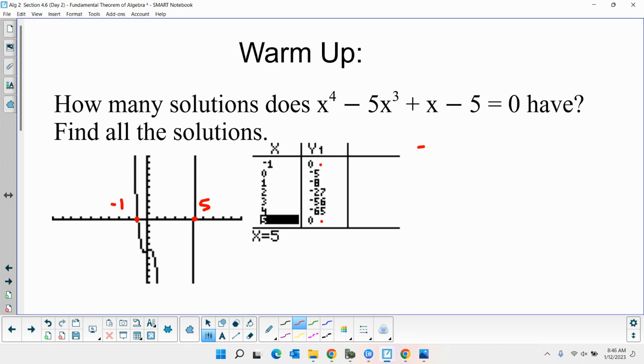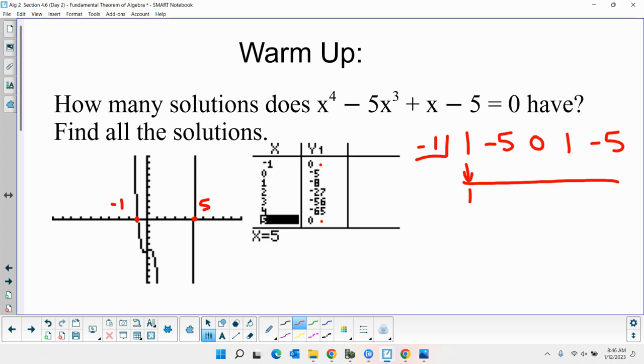So I'll put -1 here in my little corner. 1 for x to the fourth, -5 for x to the third, but what's missing? The x squared, right? So I put a 0. Then the 1 for the x, and then the -5.